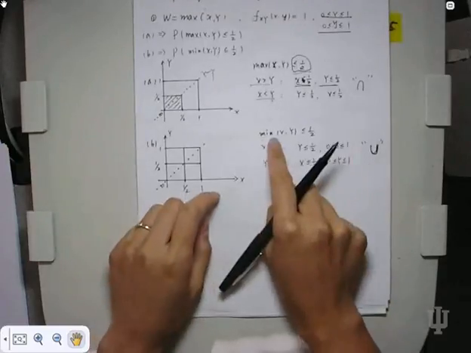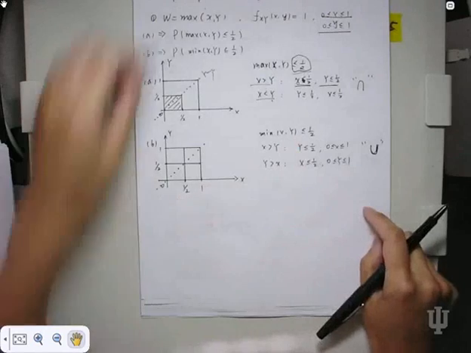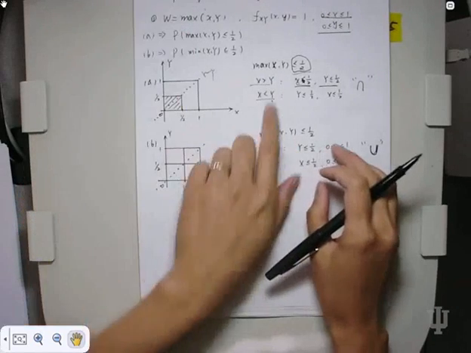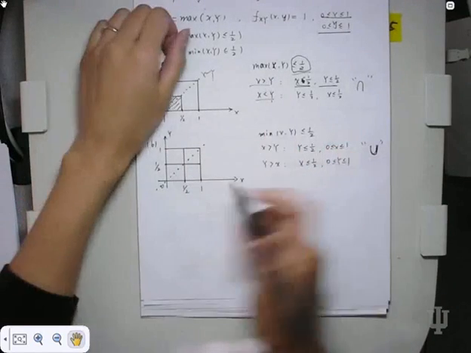If you're asking for the min of x and y, if we do it this way, you think like this.